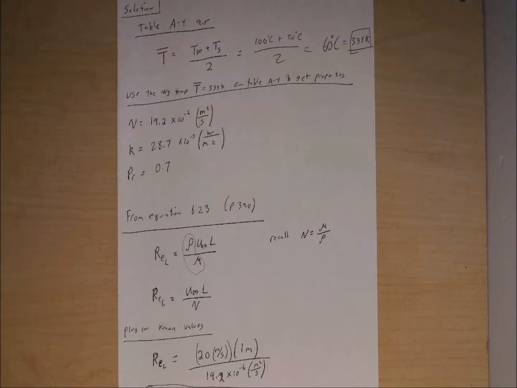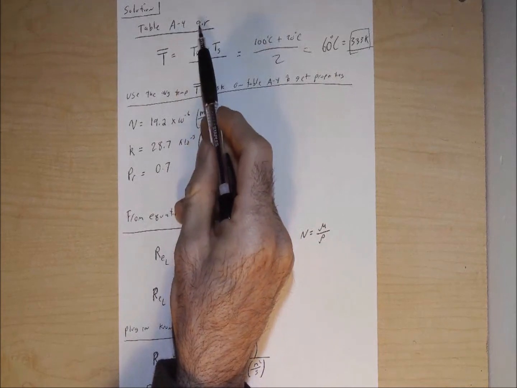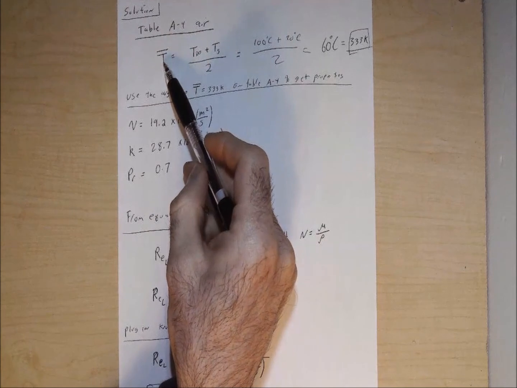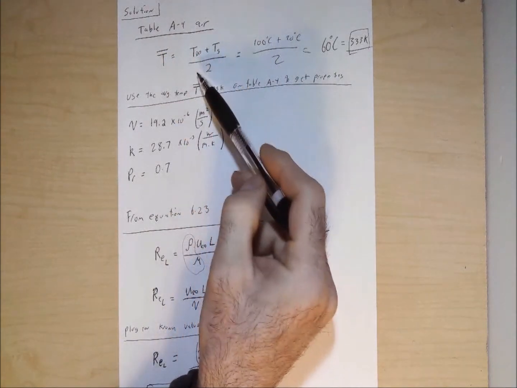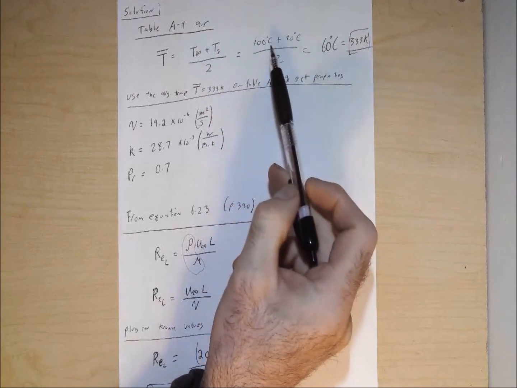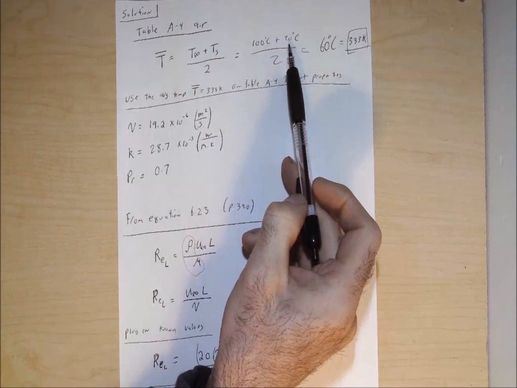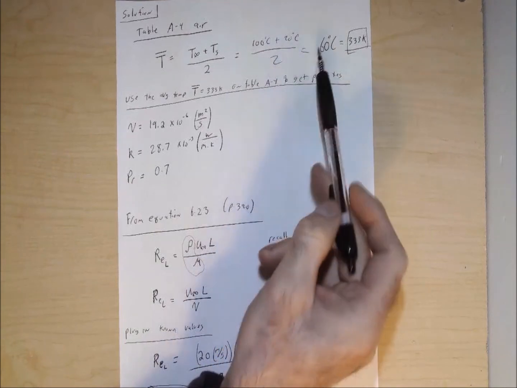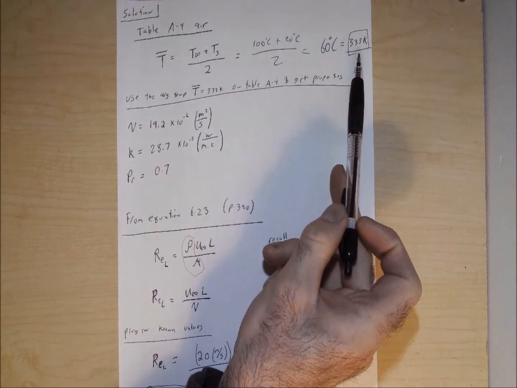Now for the first part of our solution, what we want to do is refer back to table A4 for air. When we go back to this table, we'll be able to find our T average value based off of our given values for T sub s and T sub infinity. I know my T infinity is given as 100 degrees Celsius, and my T sub s, my surface temperature, is 20 degrees Celsius. Add those two together, divide by 2, and we get a value of 60 degrees Celsius, or 333 K.